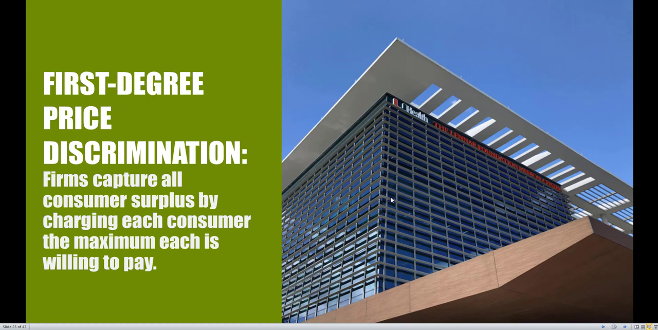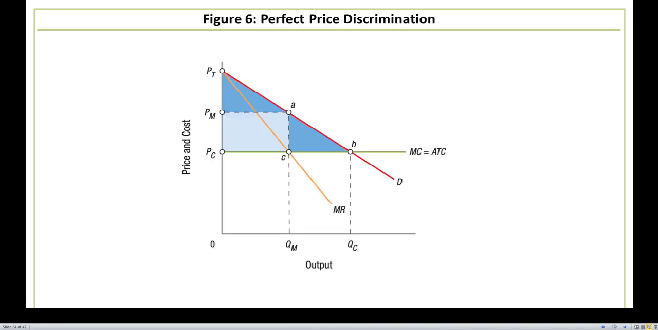So with first degree price discrimination, the monopolist goes to person A, B, C, D, E, and so on down the line and charges each of them the maximum willingness each consumer is willing to pay. So take a look at this chart right here. We have demand, we have marginal revenue for the monopolist, and we have the marginal cost, which equals ATC, just for simplicity in this case.